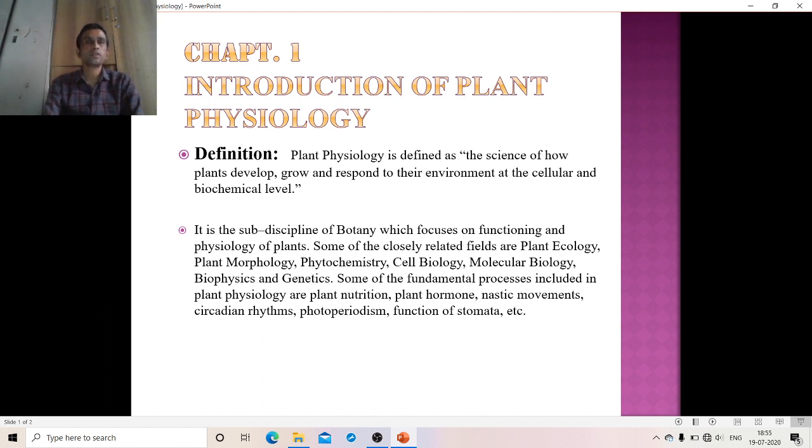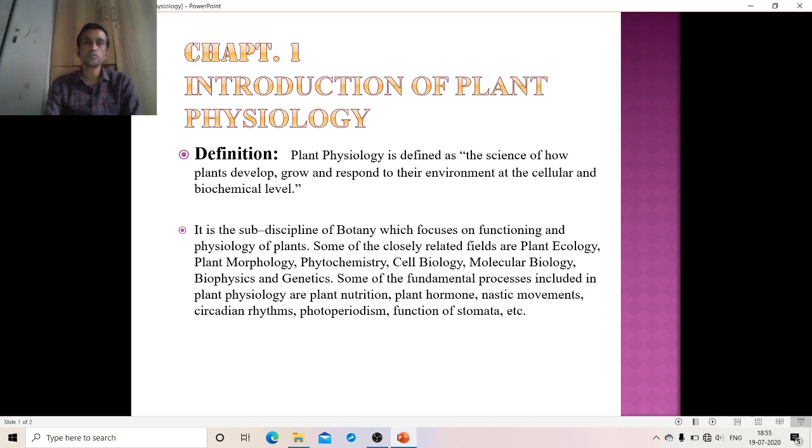Under the introduction of Plant Physiology, first of all we see the definition. Plant physiology is defined as the science of how plants develop, grow, and respond to their environment at the cellular and biochemical level. Simply, we study the different physiological processes which occur in the plant.